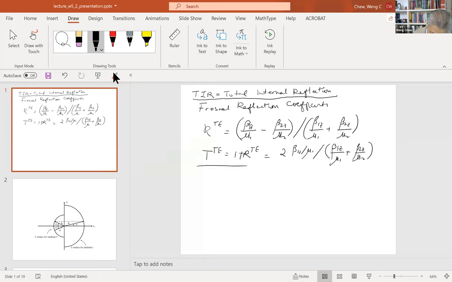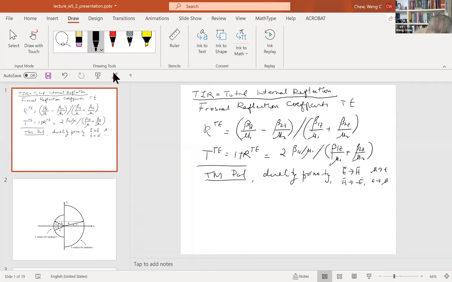And then for TM polarization, this is TE. For TM polarization, we just use the duality principle. Of course, when you apply the duality principle, you should do the swapping: E goes to H, H goes to minus E, and then you swap the material, mu goes to epsilon, epsilon goes to mu, okay? And if you go through the thought processes, then the RTM would be very much looking like above, okay?